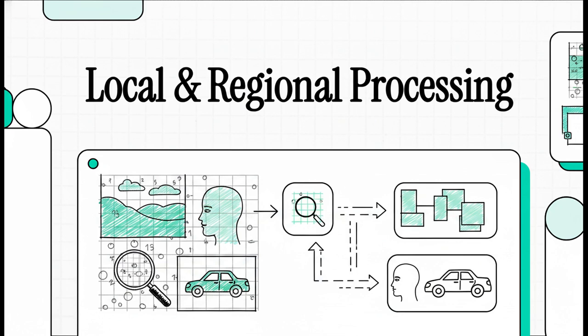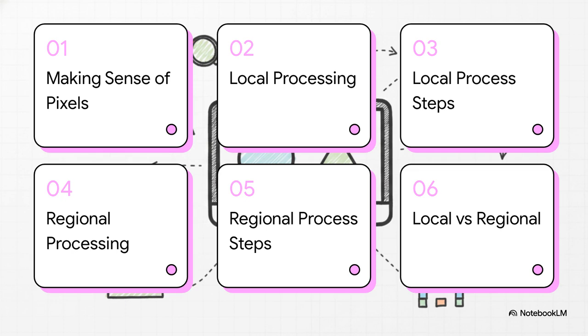Well, welcome to this explainer. Today we're going to demystify this whole process by exploring local and regional processing, and we'll uncover exactly how computers learn to see shapes.